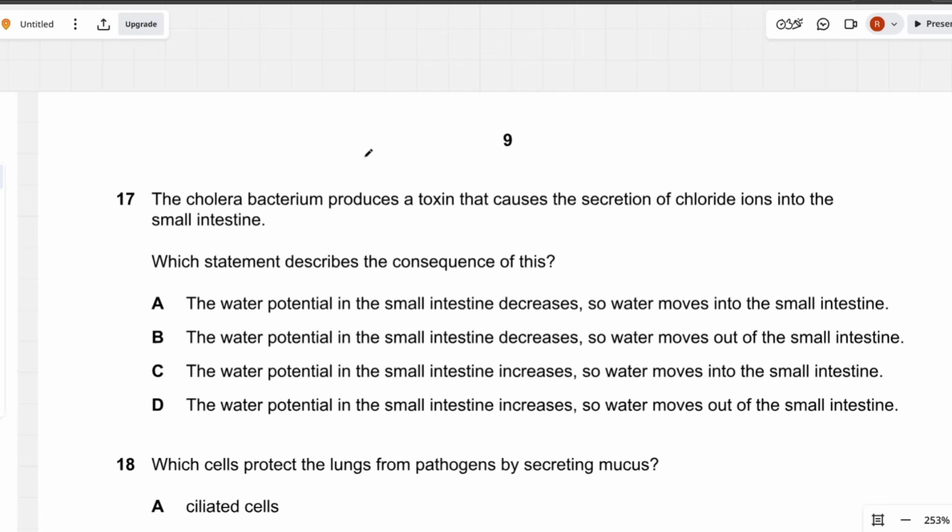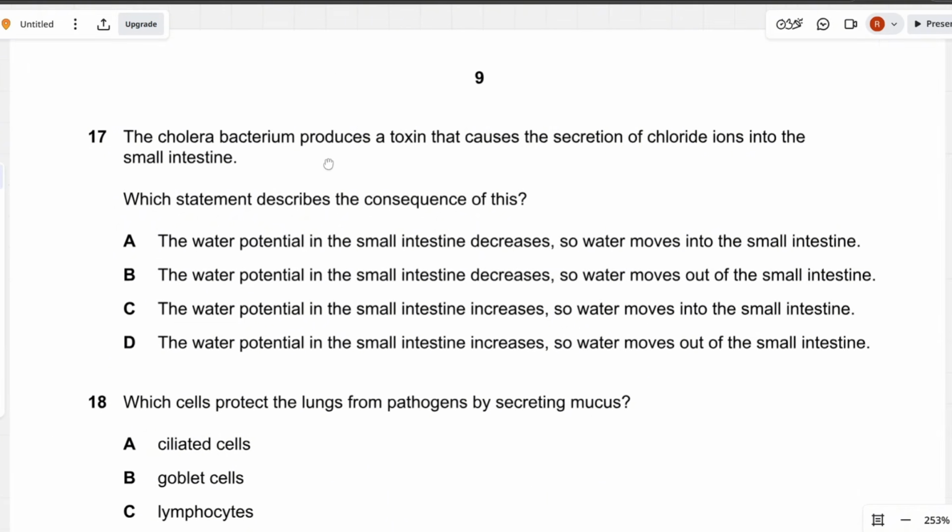The cholera bacterium produces a toxin that causes the secretion of chloride ions into the small intestines. Which statement describes the consequence of this? The water potential in the small intestine decreases, so water moves into the small intestines.